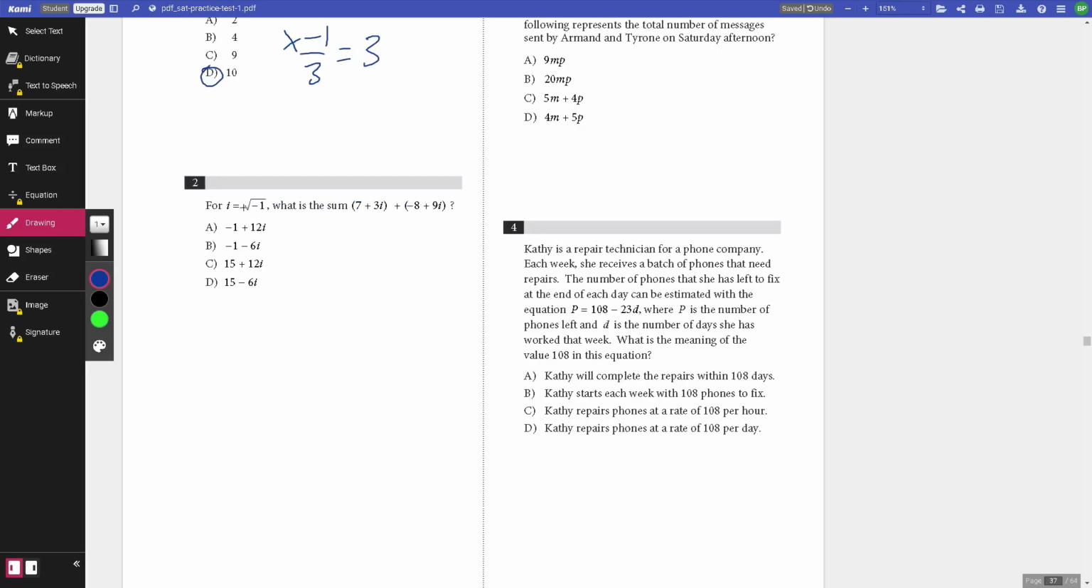For i equals square root of negative 1, what is the sum of 7 plus 3i and 8 plus 9i? This is extra info. Just treat this as though it's just an x. So while solving the problems, we're going to eliminate answers. 7 minus 8 equals negative 1, so eliminate these two. And then 3i plus 9i is 12i. So eliminate that. Answer is A.